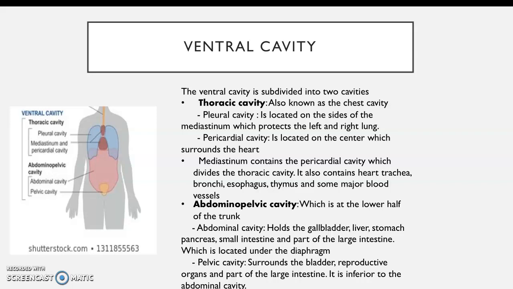The mediastinum contains the pericardial cavity, which divides the thoracic cavity. It also contains the heart, trachea, bronchi, esophagus, thymus, and some major blood vessels.